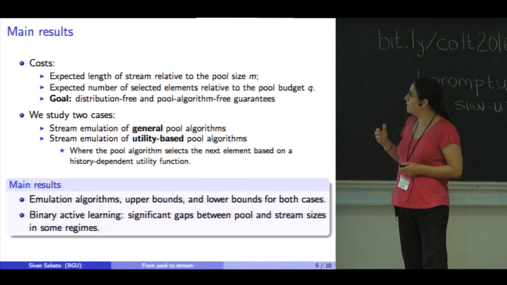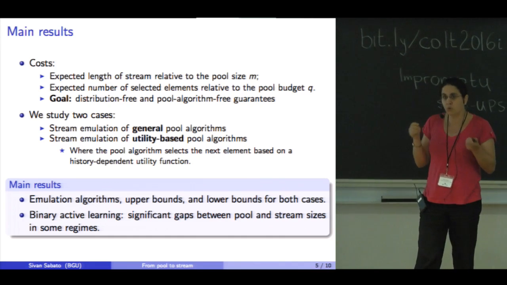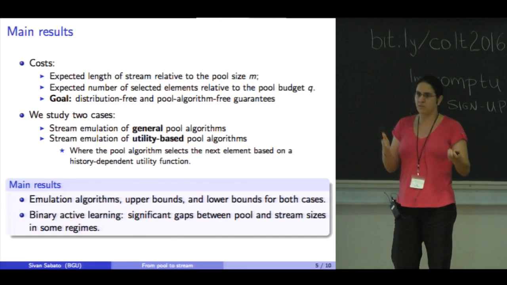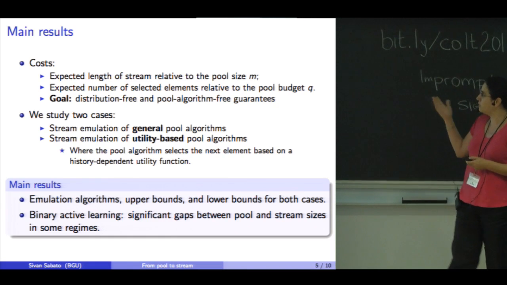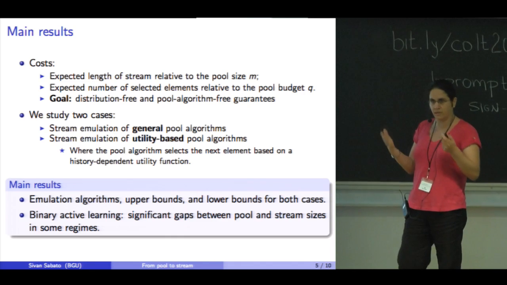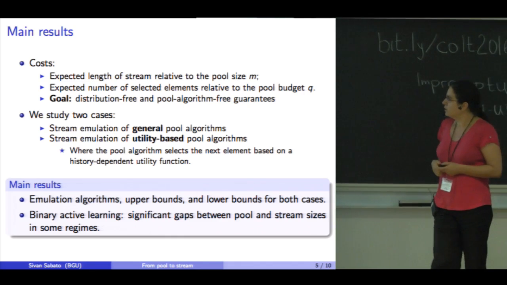Another possible cost is if I allow the stream algorithm to select more elements than the budget, which is q, how many more does it need to select to get the right output distribution? And my goal here is to get distribution-free and algorithm-free guarantees. So I want to get guarantees that are as general as possible.